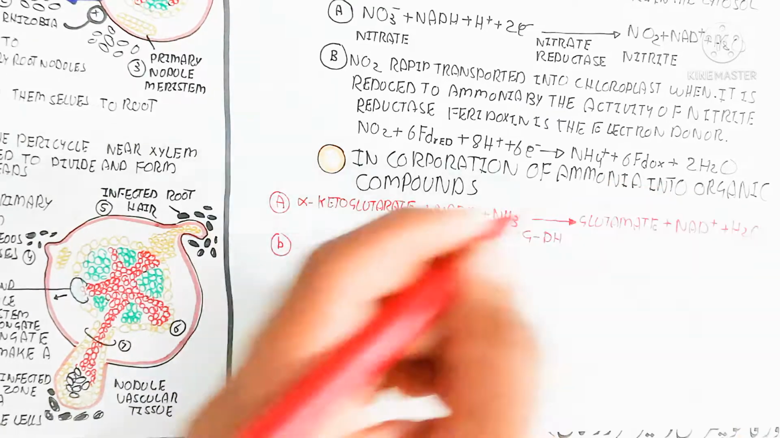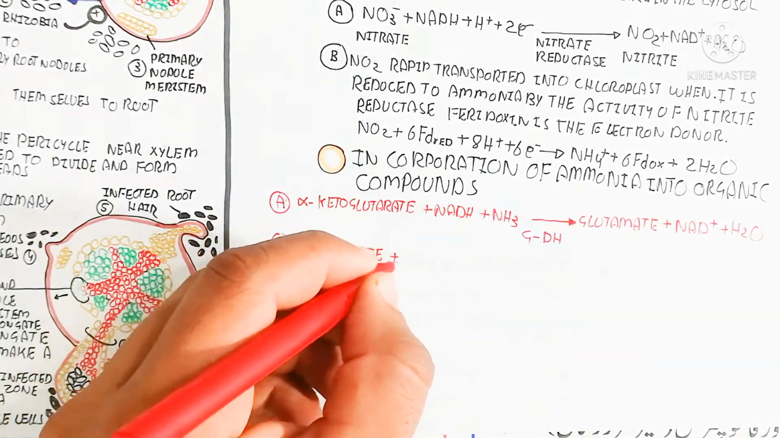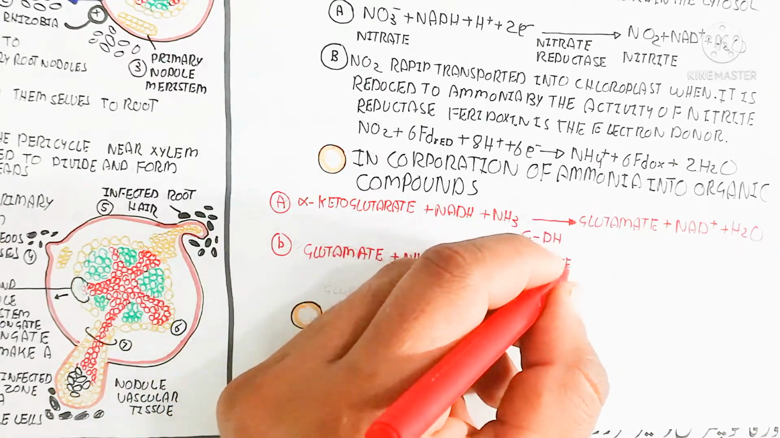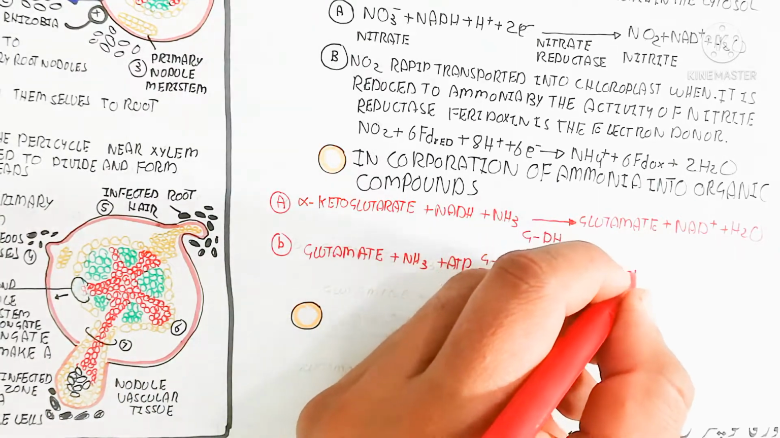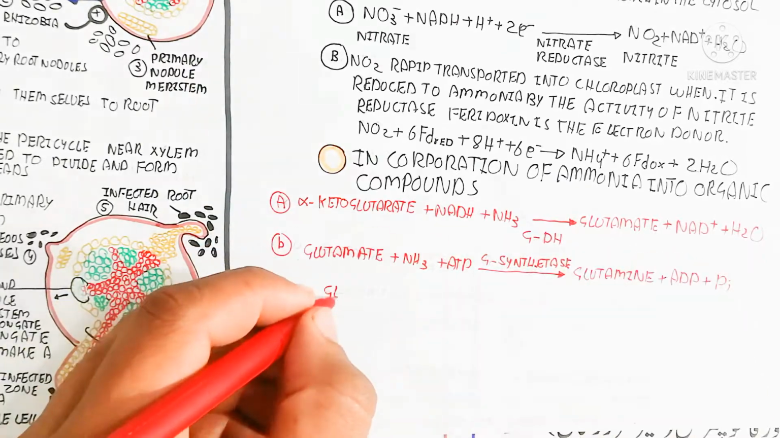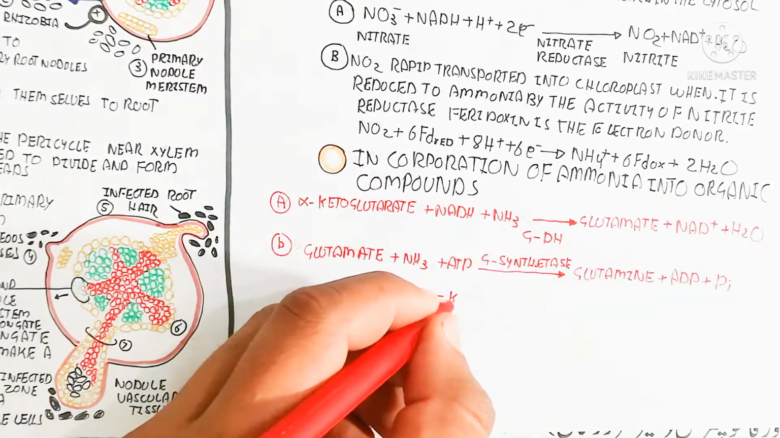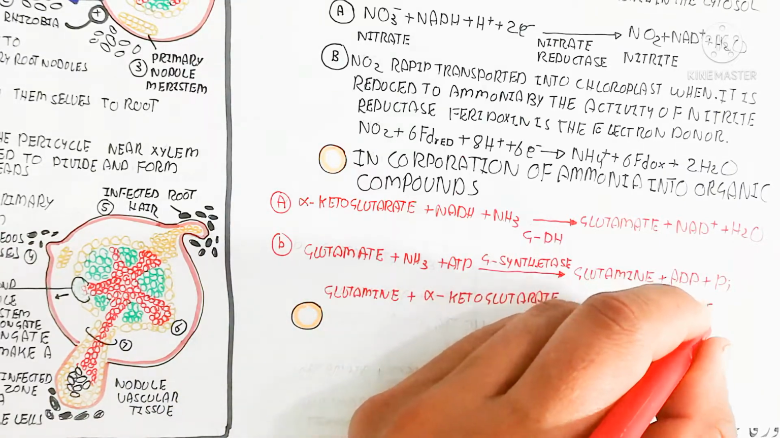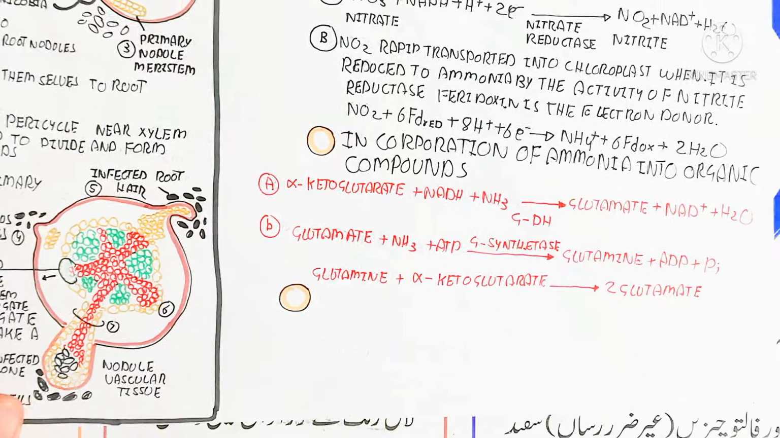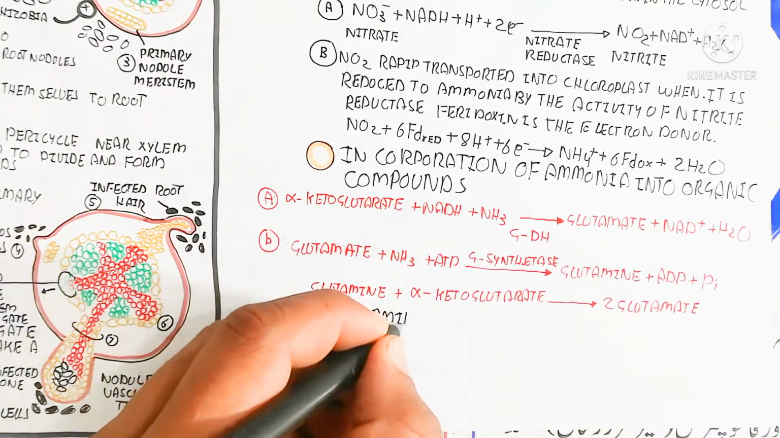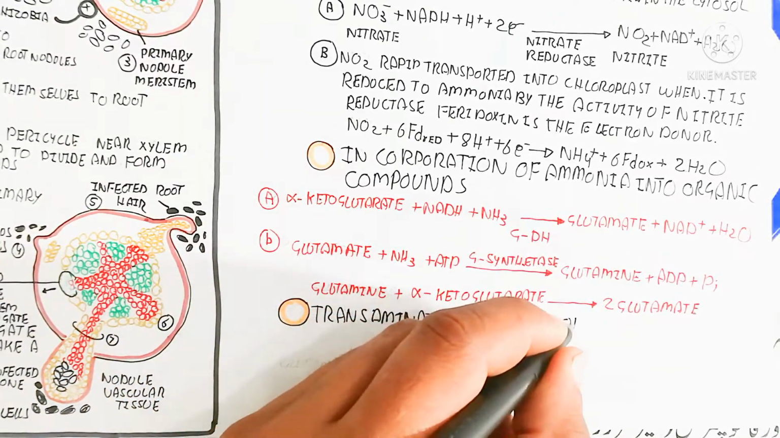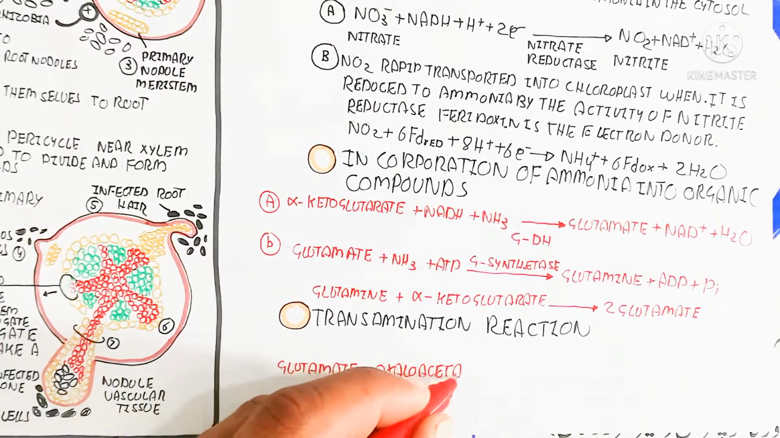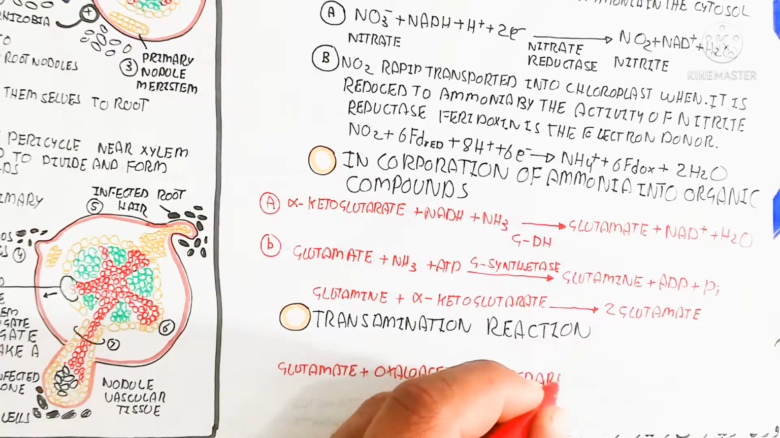So the ammonium will be absorbed, and here is the incorporation of ammonia into organic compounds. Alpha ketoglutarate with ammonia converts into glutamate, and here the glutamate in the presence of ammonia again, using ATP and the glutamine synthetase enzyme, is used to produce glutamine, and this glutamine with alpha ketoglutarate produces 2 glutamate, and this transamination reaction will occur next.